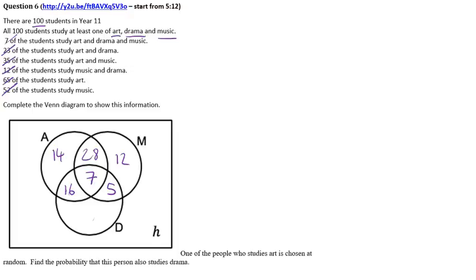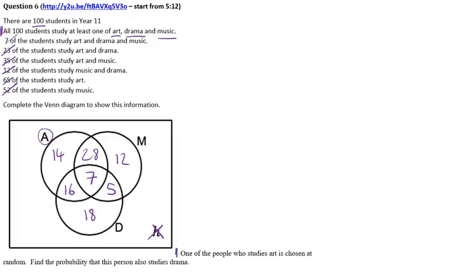Remember, there's no one outside. Sorry, this H, you can just ignore that. There's no students outside because we were told at the beginning all of them study at least one of these 3 subjects. So we know that 65 in total studied art, so we just need to add 17 to that to get us to 82. So then out of the 100 we must have 18 left here.